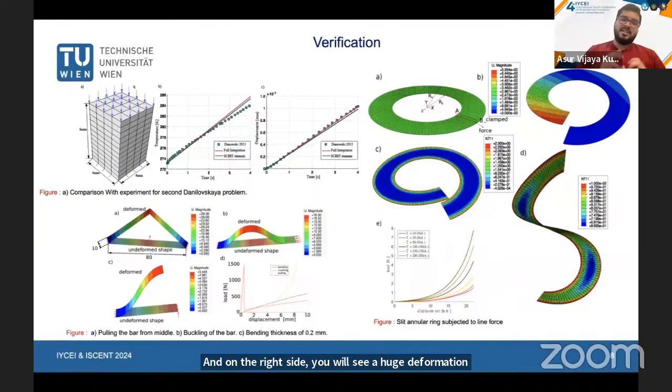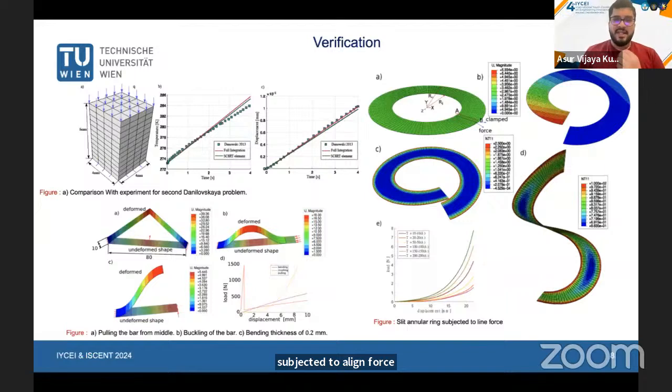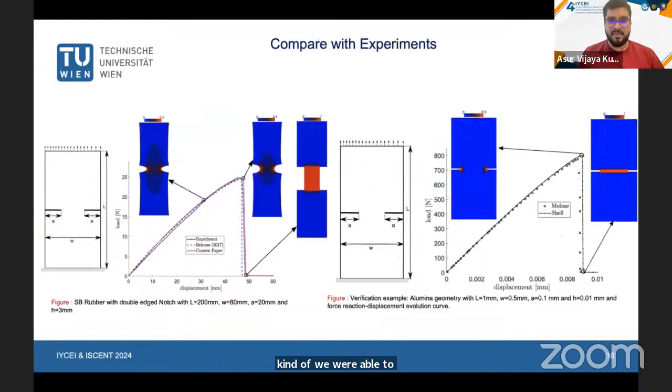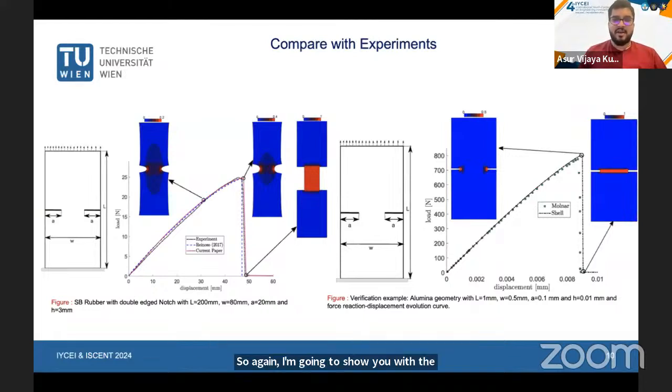You can imagine this like a spring as well, but it's not really a spring. It's called annular ring subjected to a line force. So this can be done. So you will see that we were able to replicate exactly as it is shown in the experiments. So again, I'm going to show you with the fracture how exactly it is going to happen. So the red ones are always phase field. So if it's 1, that means completely broken. If it's the blue color, it means it's not broken.